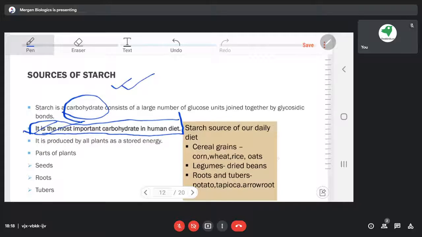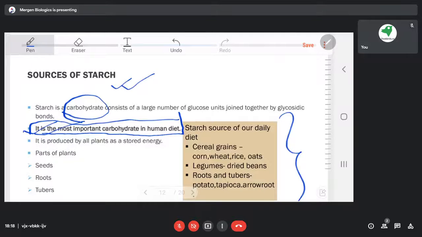But what are the sources of our daily diet? That is the cereal grains, that is corn, wheat, rice, oats, and legumes like dried beans, and some roots and tubers like potato, tapioca, arrowroots, etc. So these are the main sources of our daily diet.